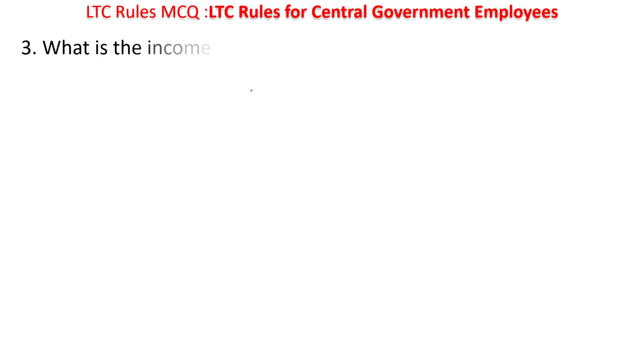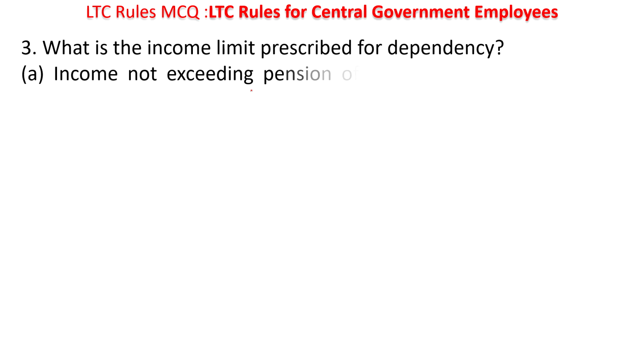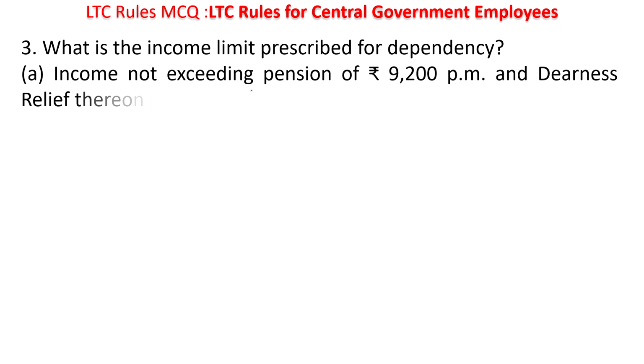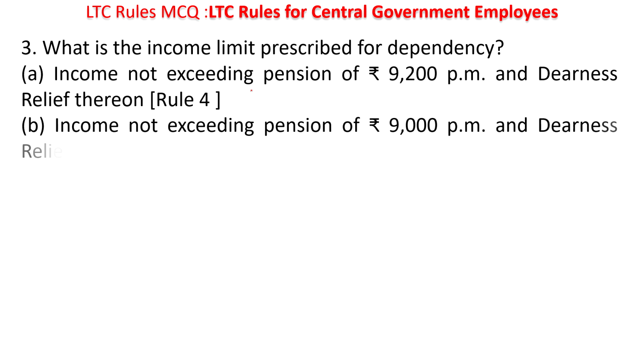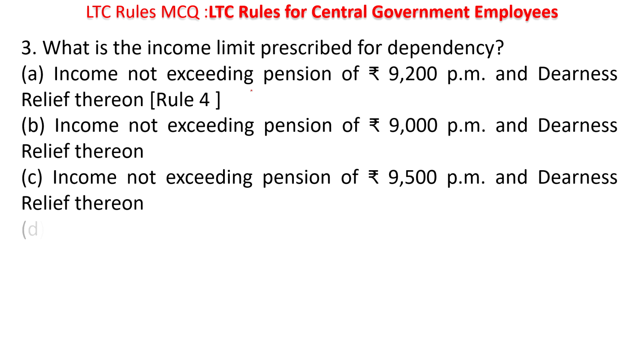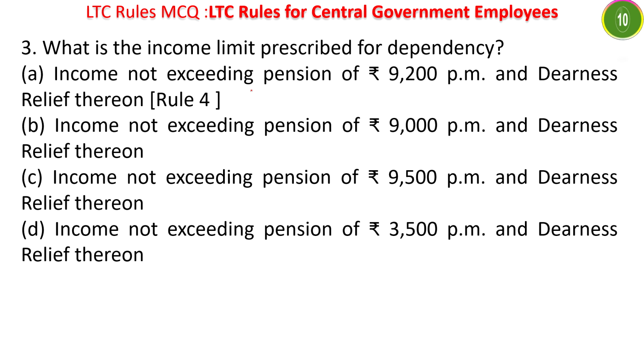Next question. What is the income limit prescribed for dependency in case of LTC claim? Income not exceeding 9,200 per month and dearness relief thereon. 9,000, 9,500, 3,500. Your time starts now.